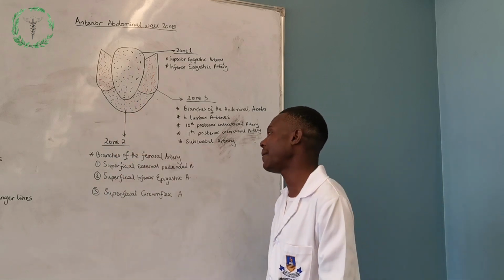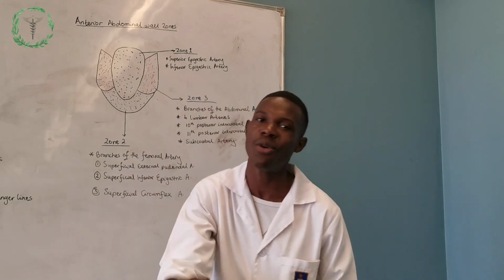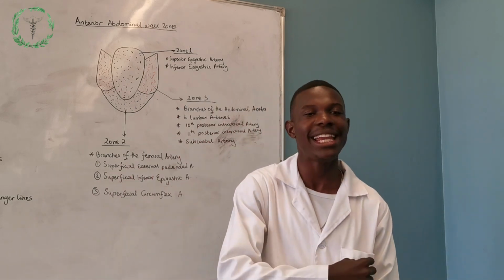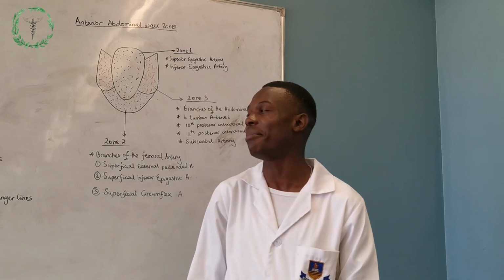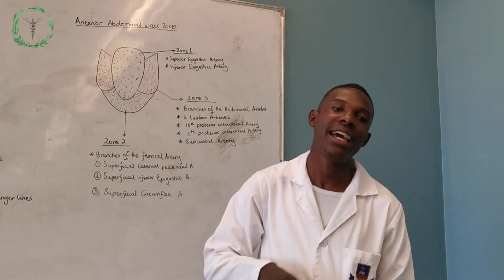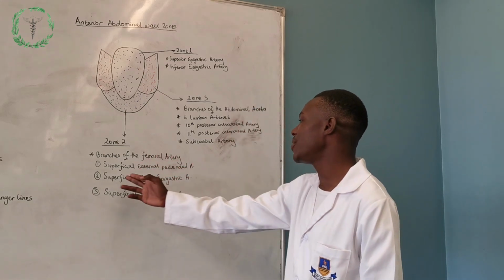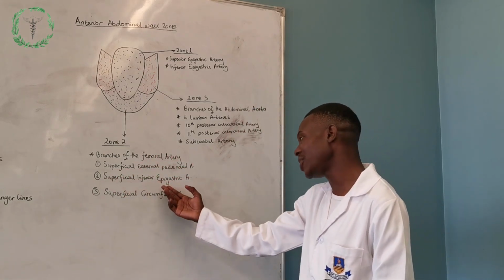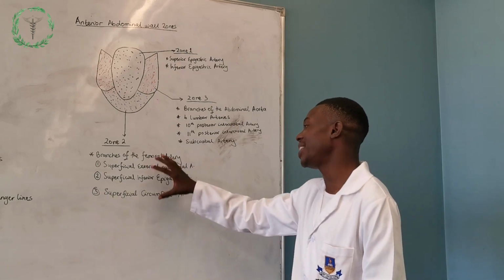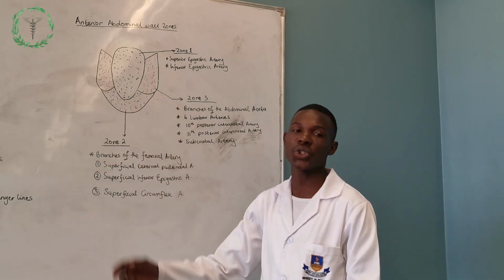And then we go to zone 2 here. Zone 2 is going to be supplied by superficial branches of the femoral artery. We spoke of the femoral artery, we said it is a continuation of the external iliac artery posterior to the inguinal ligament. We are going to have 3 superficial branches, which means they are moving in the subcutaneous layer of the skin. We have the superficial external pudendal artery, superficial inferior epigastric artery, and superficial circumflex iliac artery. These are the ones that supply the skin around this region, which we call zone 2, right?